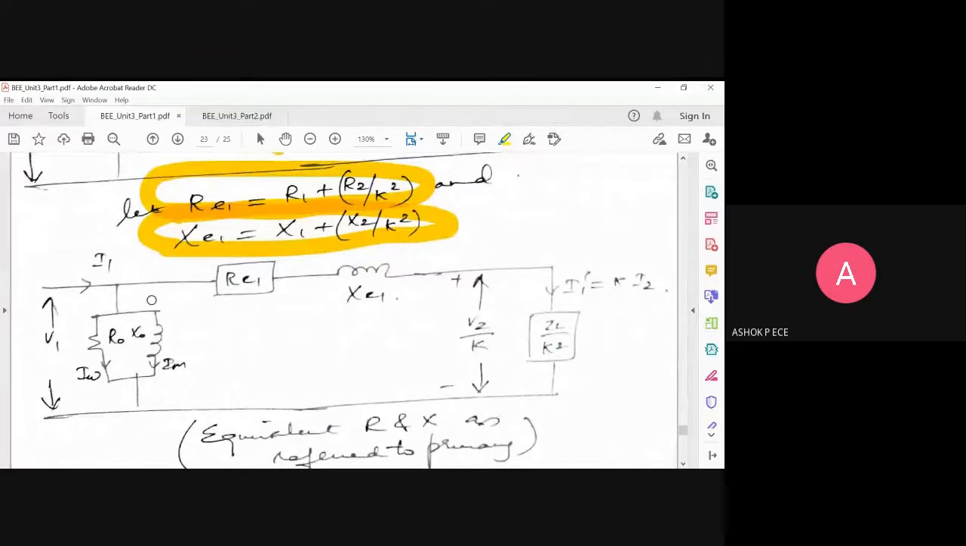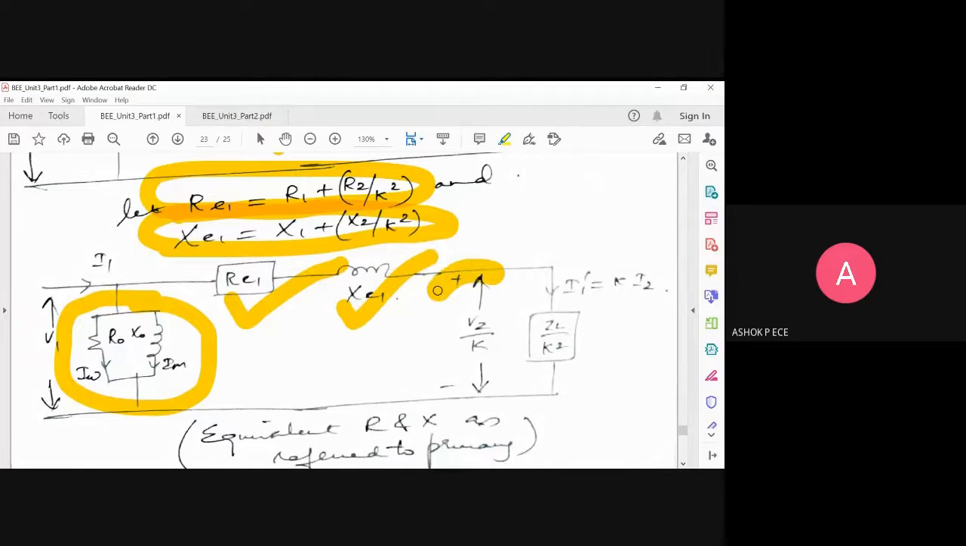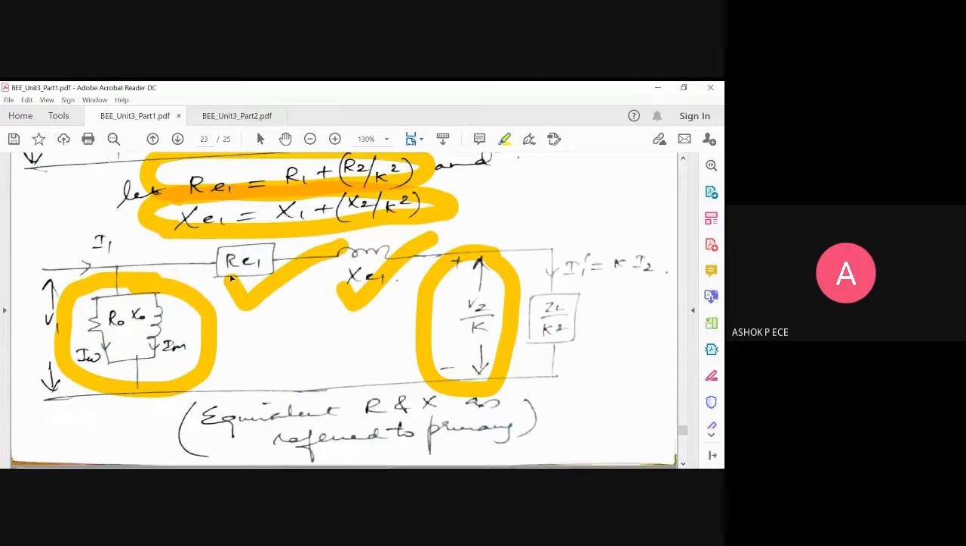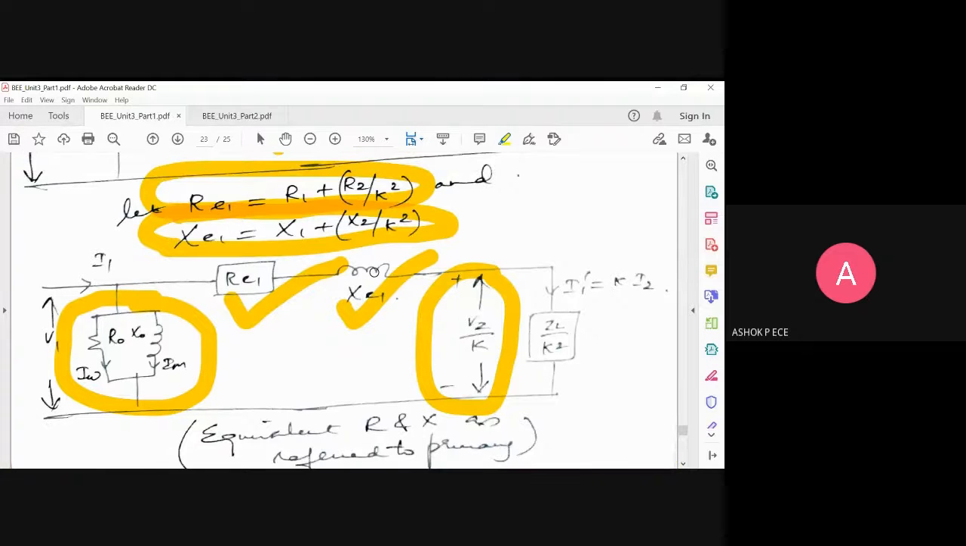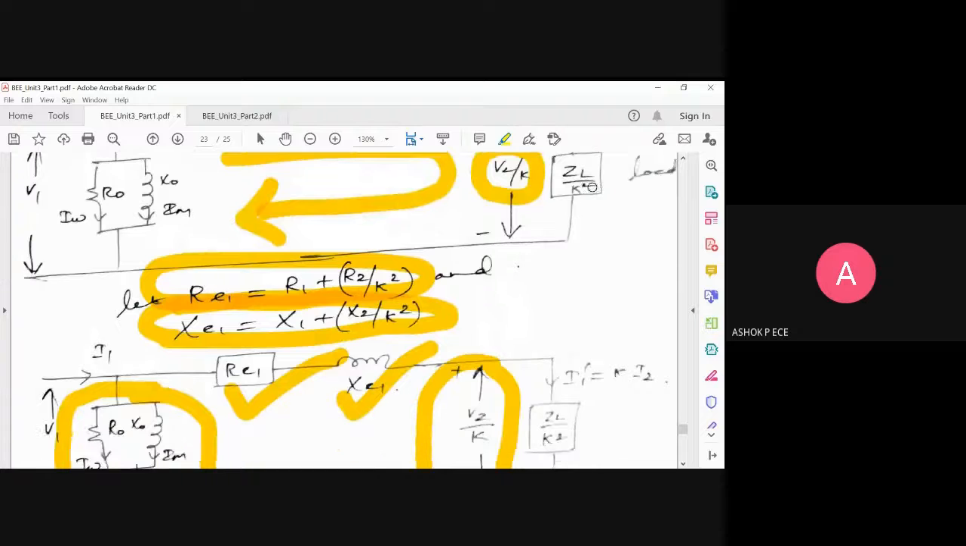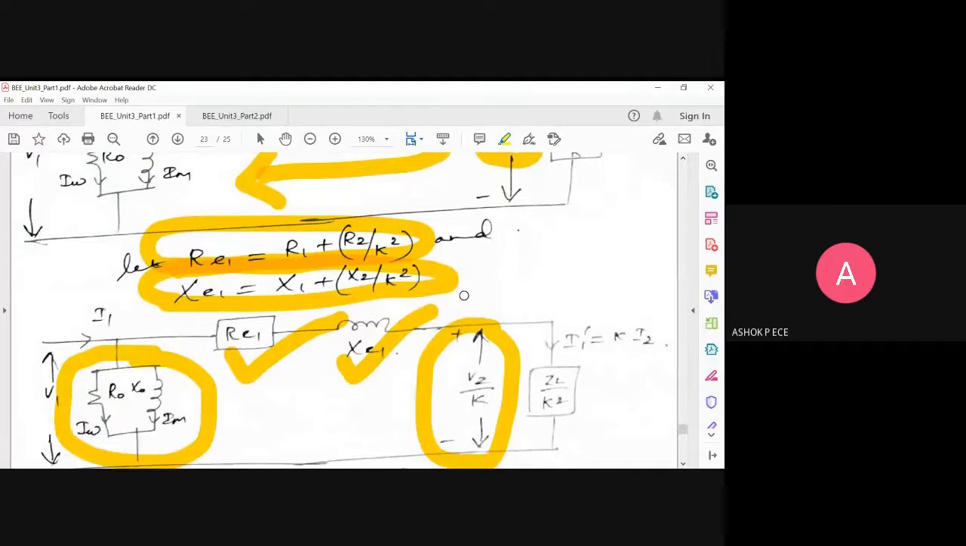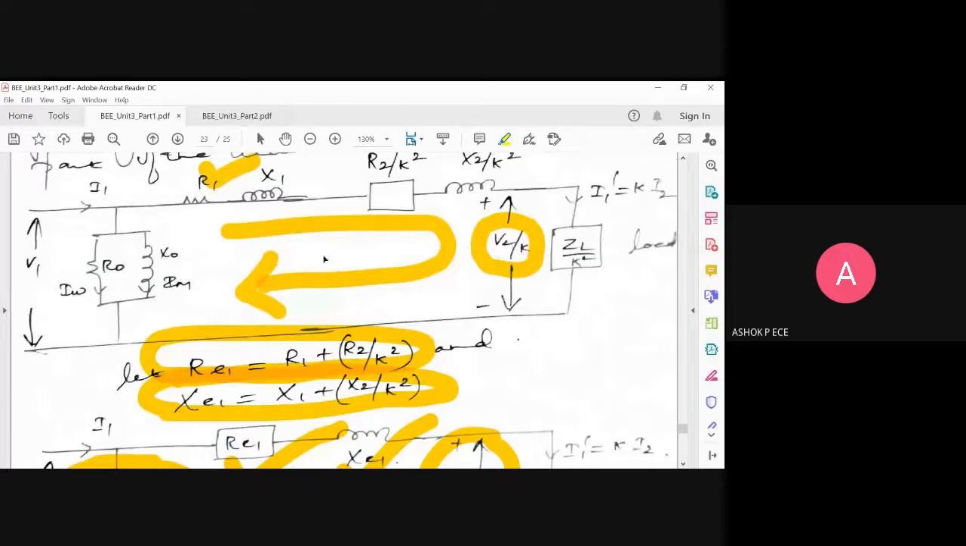You have the no load component, RE1, XE1, and V2 by K voltage across the load. The load is ZL by K square, and I dash equals K into I2. This is your more simplified circuit of the transformer from the primary side. I cannot add this ZL by K square to any component. I have only added R1 and R2 by K square as RE1, and X1 and X2 by K square as XE1. So ZL by K square will still be there, not combined with any other component.